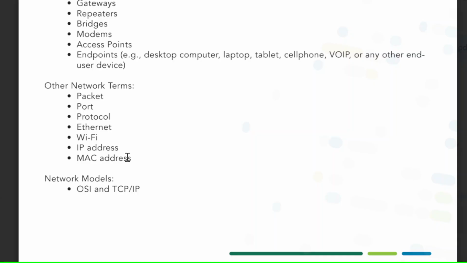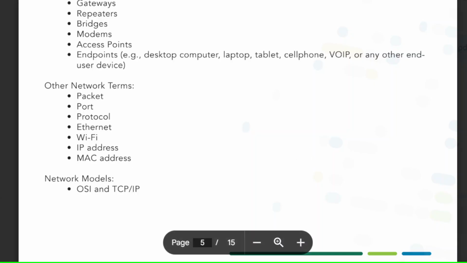And other networking terms: packet and port. A packet is data which is transmitted over the internet. Then port, the port numbers. Then protocol, a set of predefined rules. Then Ethernet, a cable where you can connect for network connectivity. Then Wi-Fi, a wireless medium where you can connect your devices.